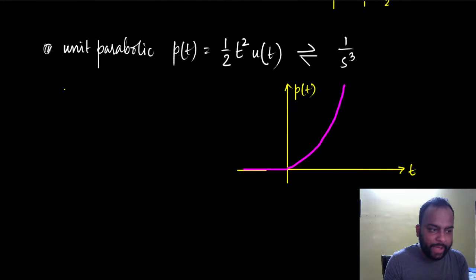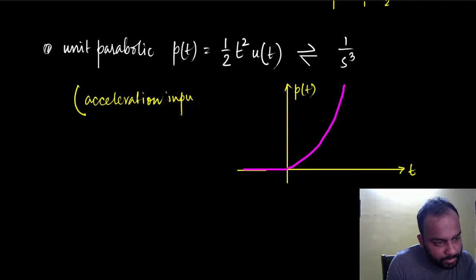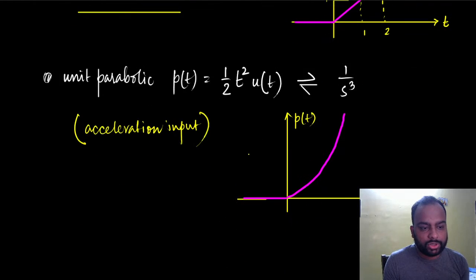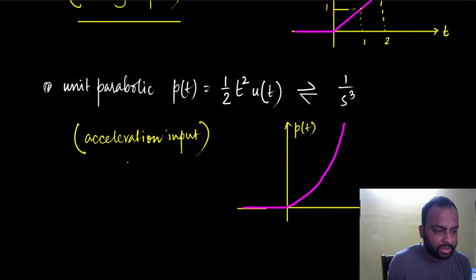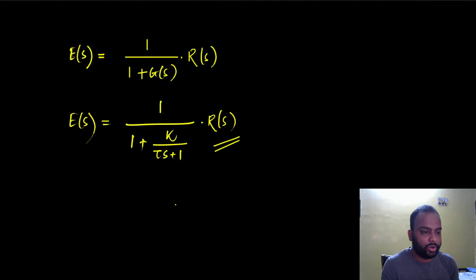And in the same way, the unit parabolic signal, or a parabolic signal, is a constant acceleration input. Essentially the velocity is increasing, but the velocity would be increasing at a constant rate. So that's the acceleration input, right? These are the three types of input that we are going to discuss today.